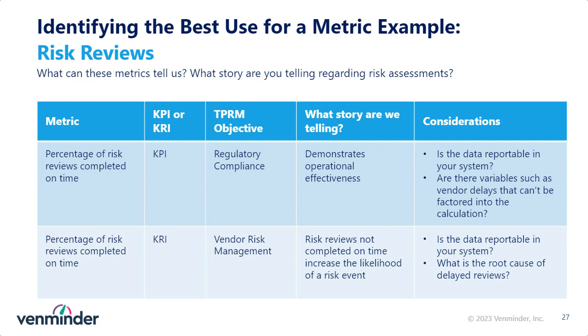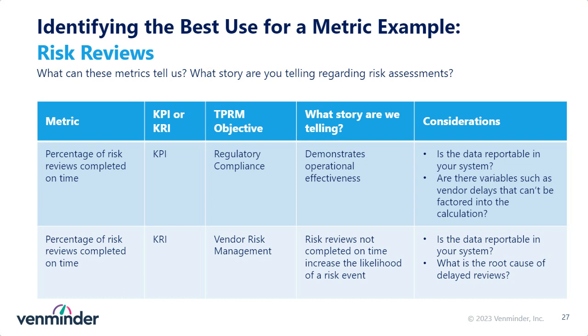Another metric example might be that of risk reviews. So we might be looking at the percentage of reviews that are completed on time. That could be a KPI to help us demonstrate regulatory compliance and operational effectiveness, right? Is the data reportable in our system? Is this something that we're actually tracking? Do we put a timestamp on it? And are there other factors that can cause those delays that third-party risk management has no control over? If so, that may not be the best metric.